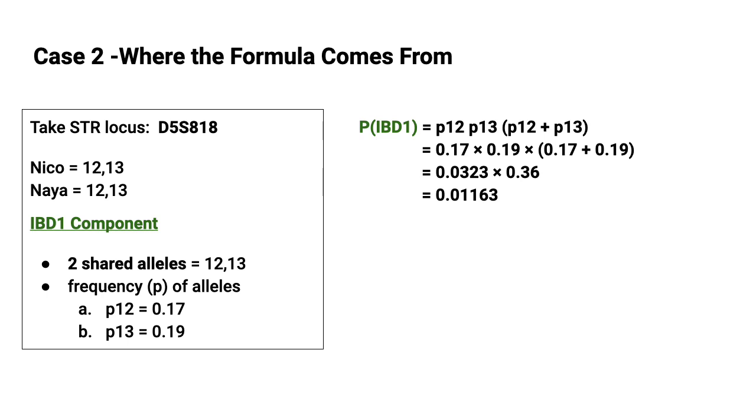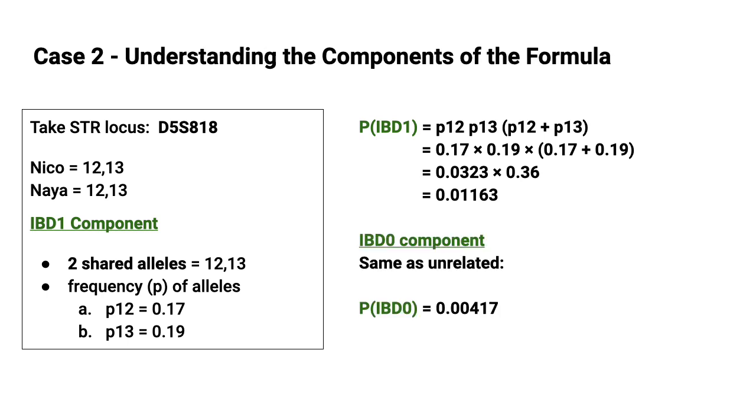Now again, in the STR locus D5S818, we compute the probability of IBD1, which has a different formula. And the product is 0.1163. Let's remember that again. Now, we also compute the IBD0 component, which is the same as if they are not related. And the computation for this is 0.00417.